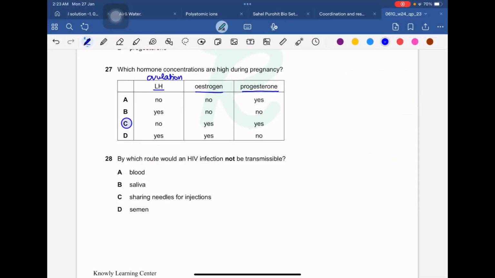Let us go on to question 28. By which route would HIV infection not be transmissible? Now we know that HIV infection is due to body fluids coming in contact with the infected person. So for that, the answer will be B, that is saliva.